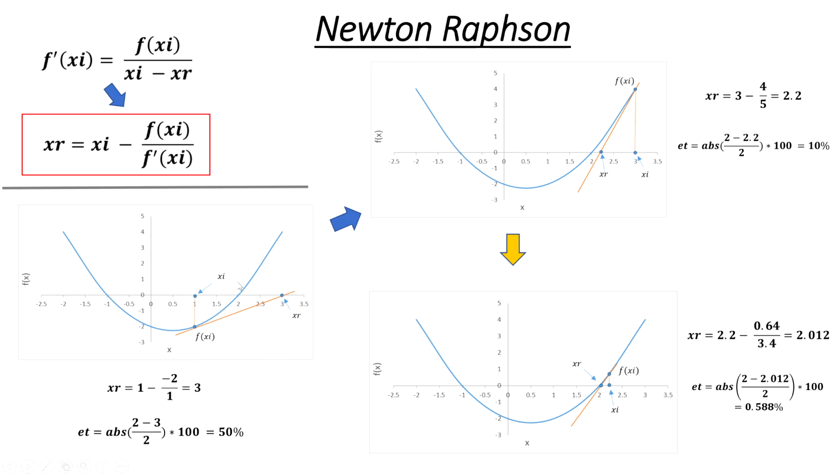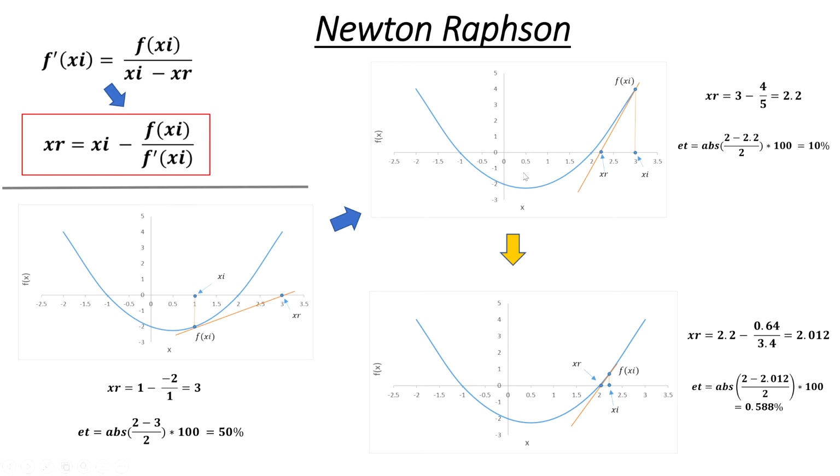So let's take each one of these three iterations and get actual values for it. So if you see here, the guess is 1. The function value at 1, as you can see, is -2. And the derivative here is 1. And if we solve this, it's going to give us an x-intercept of 3, as you see here. Now, since the actual root is 2, that gives us a 50% error.